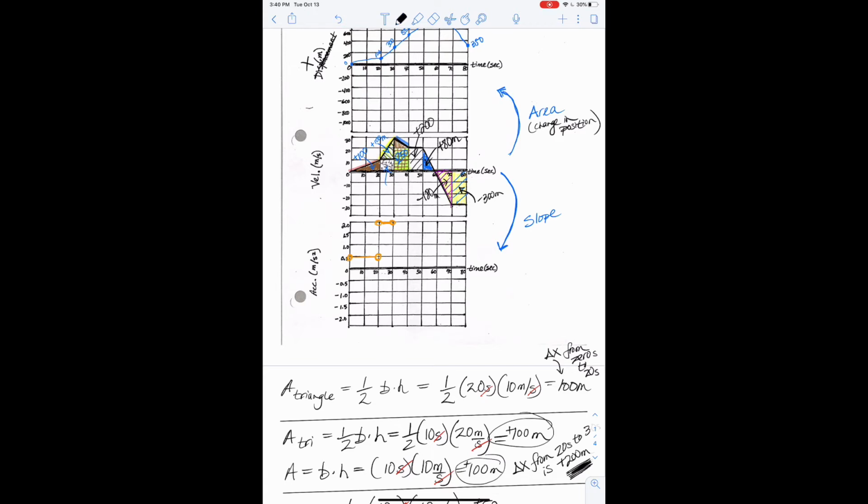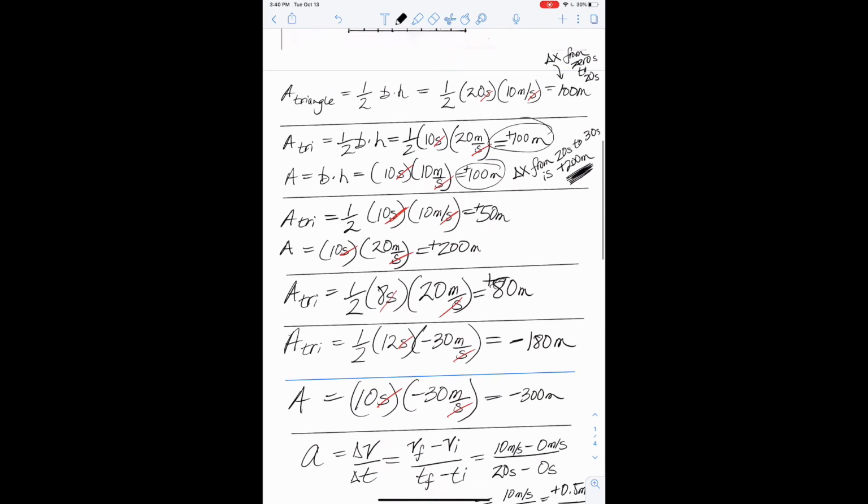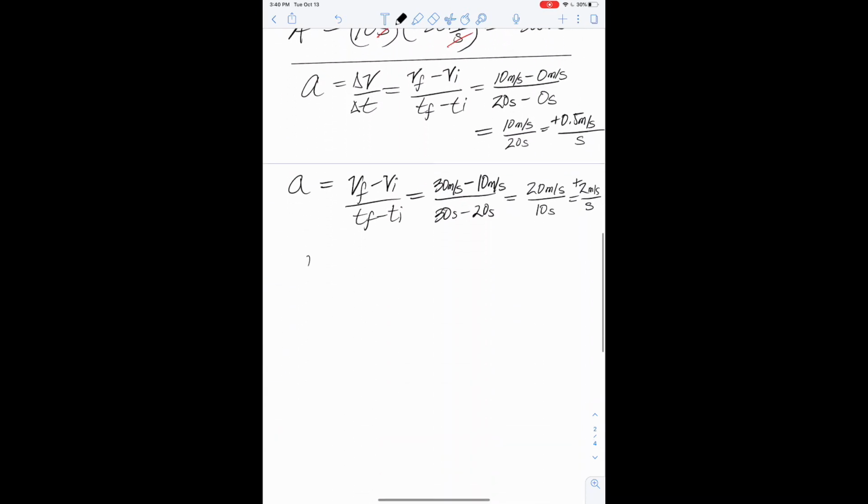40 minus 30 is going to be our time change, and our height is going to be 20 minus 30. So this time we're going to have on bottom 40 seconds minus 30 seconds, and on top it's going to be 20 meters per second for my final minus 30. Okay, so in this case, we're going to get negative 10 on top, positive 10 on bottom, which is going to equal negative 1 meters per second per second.